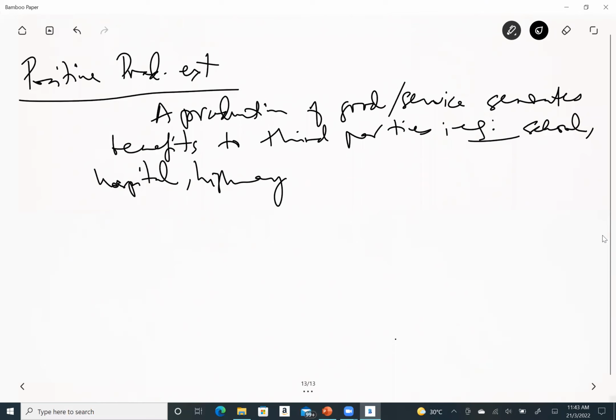All right. For example, highway or hospital. Actually, hospital can be a public good, but some public goods generate externality. So there will be some positive effect on third parties.